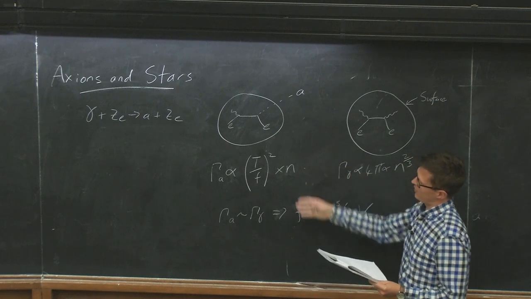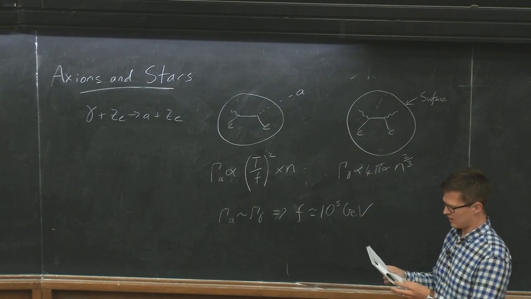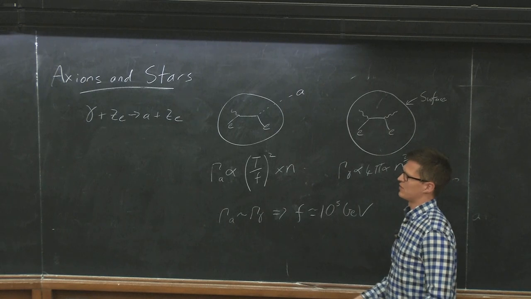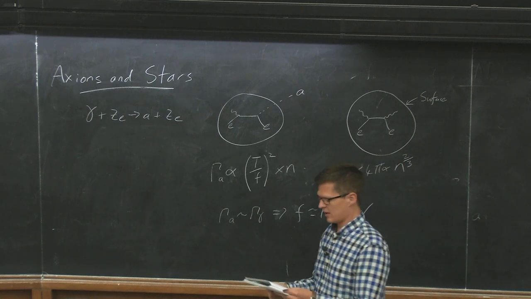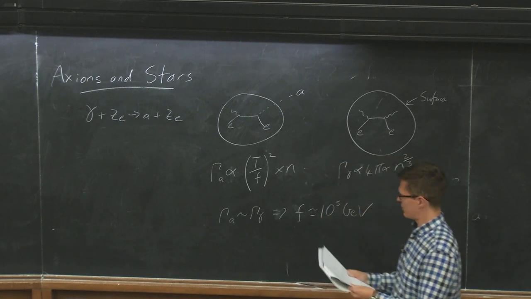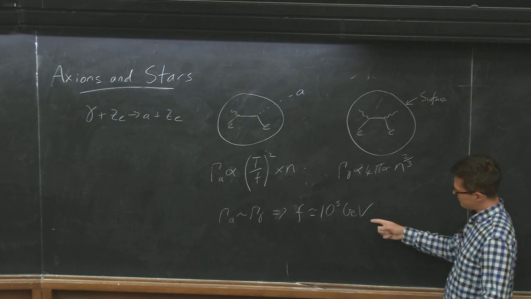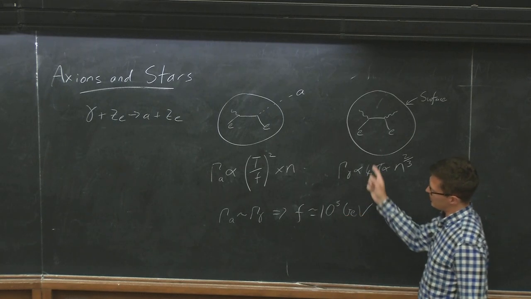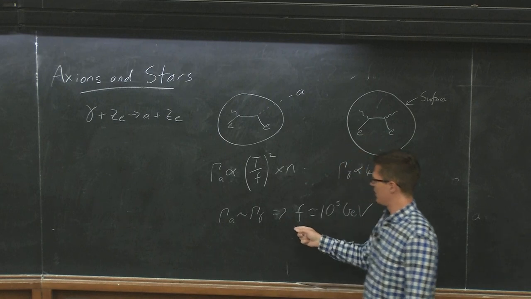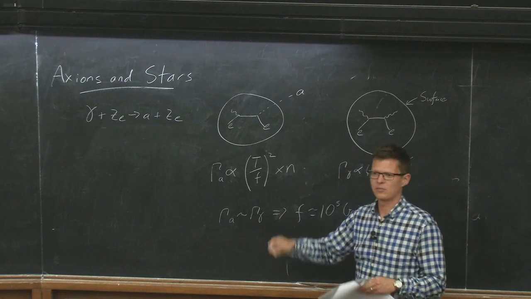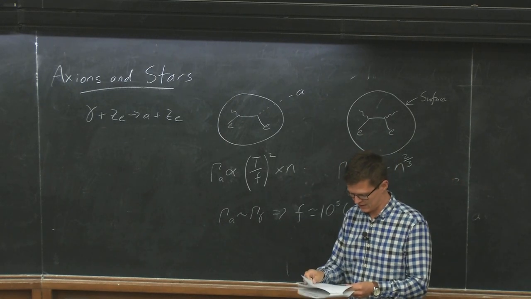And this means that by searching for axions in this way, there are even more sensitive processes involving white dwarfs and supernovae. You can hope to search for axions. And in fact, using stellar processes like this, you can exclude axion decay constants all the way up to, say, 10 to the 9 GeV or 10 to the 10 GeV.